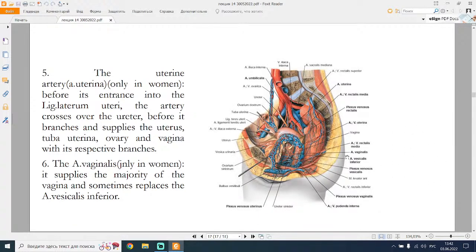Arteria uterina, only in women, before its entrance into the ligamentum latum uteri. The artery crosses over the ureter before it branches and supplies the uterus, tuba uterina, ovary, and vagina with its respective branches.